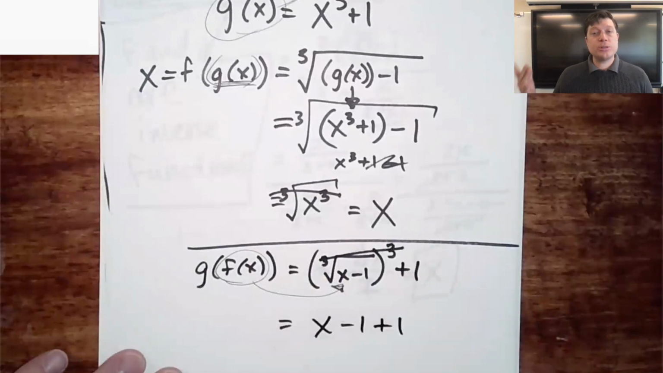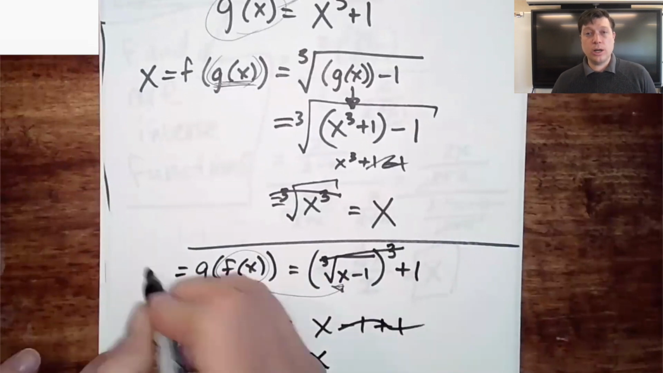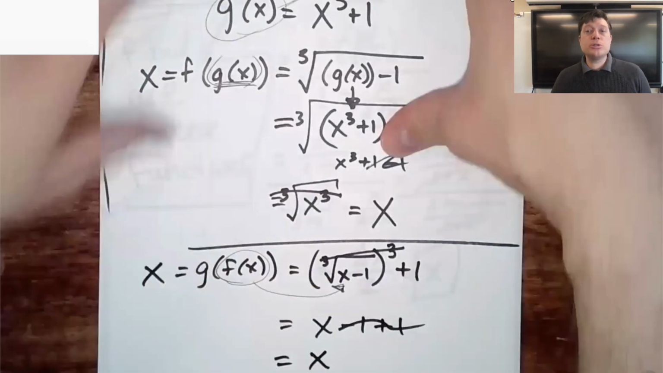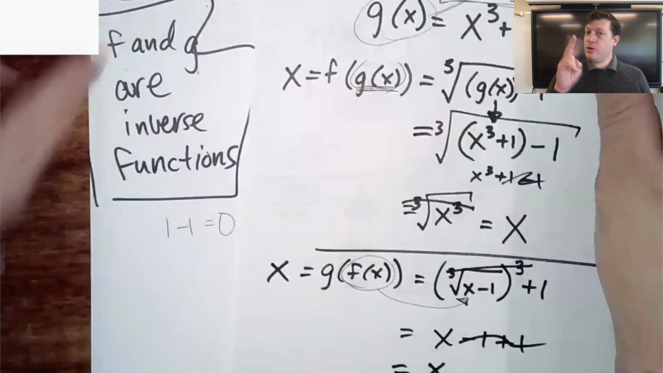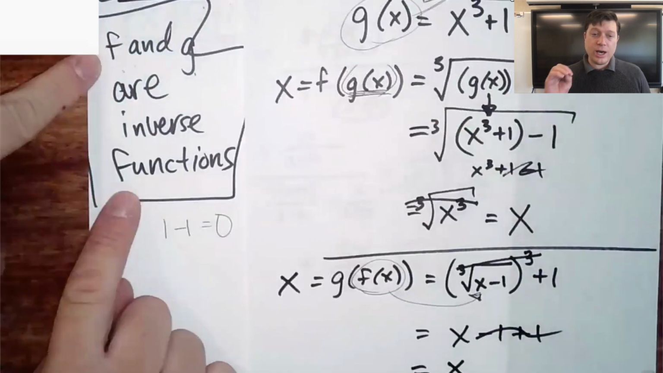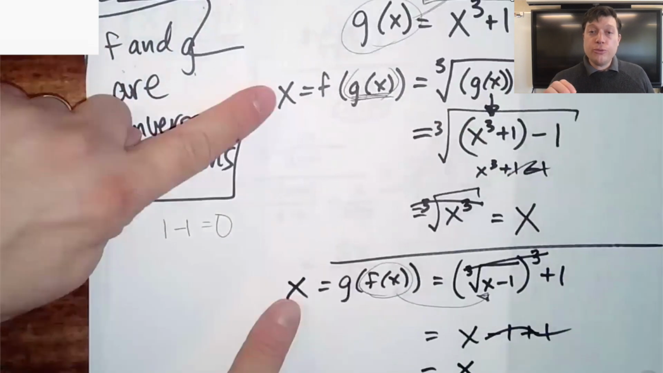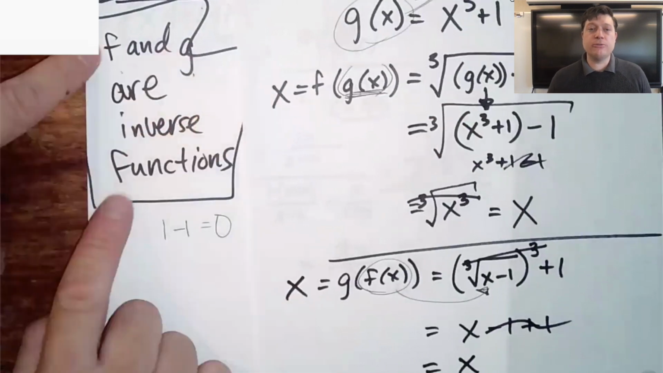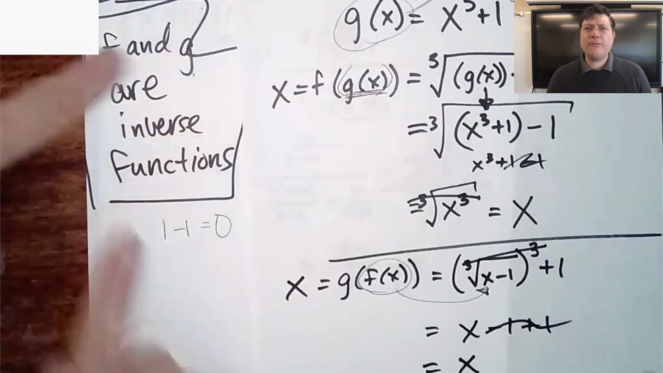Cubing a cube root cancels each other out. That allows us to have x minus 1 in context with plus 1. Minus 1 plus 1 is 0, so we're left with just x. And there you have it. When you compose two functions in either order, and the result of doing that is x, we can say without a doubt, with mathematical proof, that those two functions are in fact inverses of each other. I encourage you to graph it, put them in Desmos.